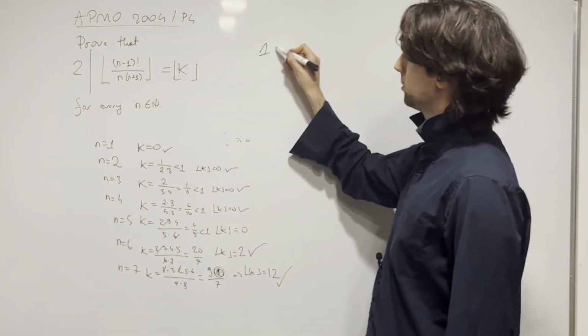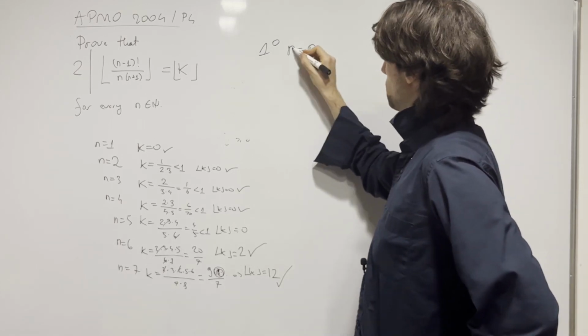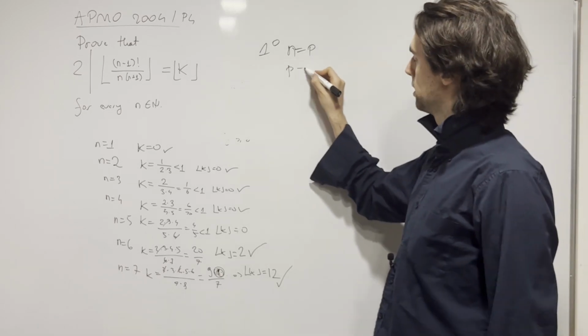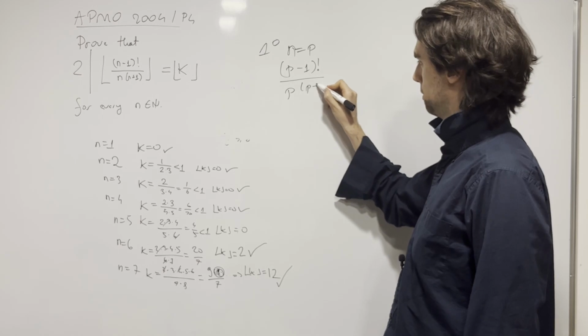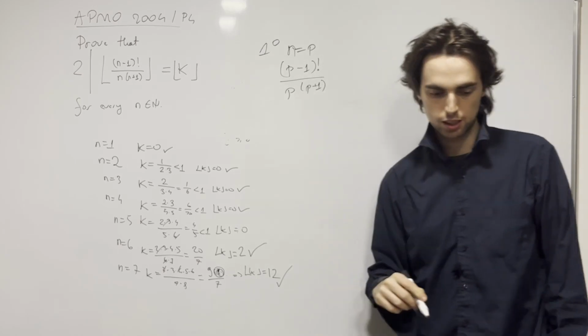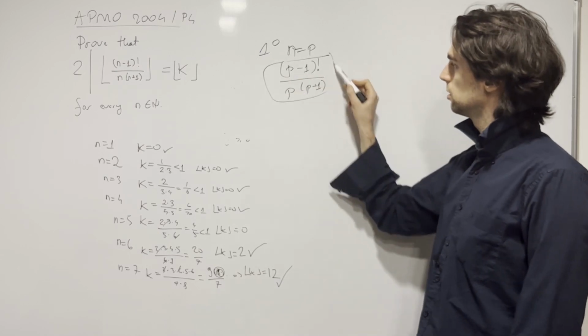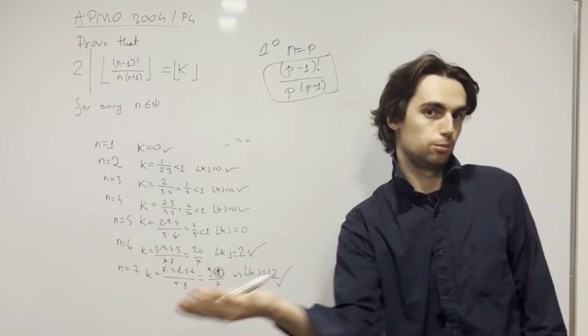So the first case, let's do the case when n is equal to a prime. Then we have p minus 1 factorial over p times p plus 1. Now my question to you is, what is this thing equal to? The answer is we don't know.